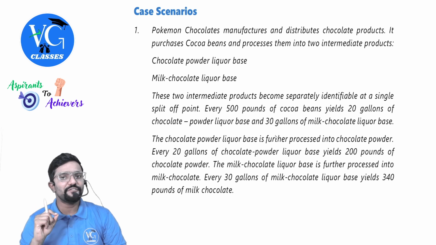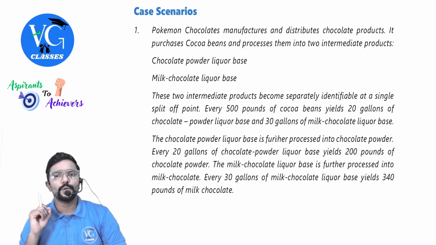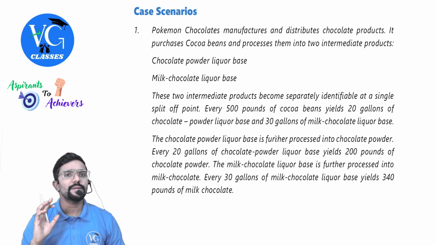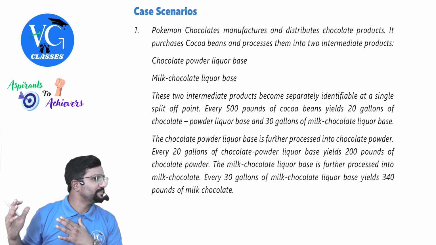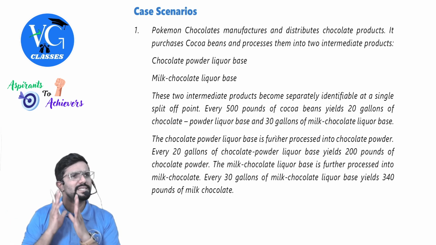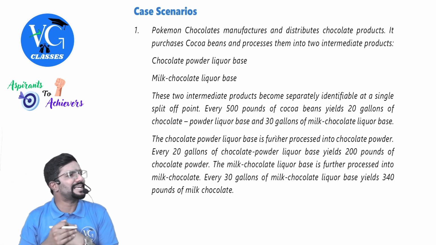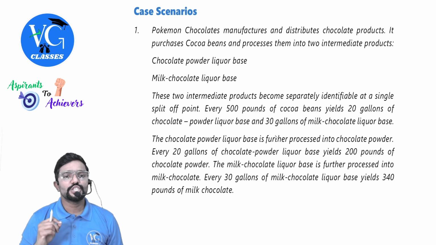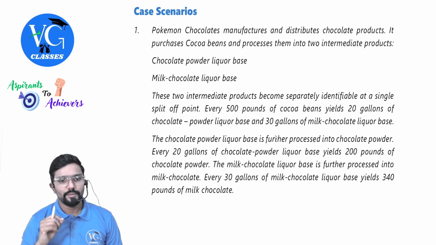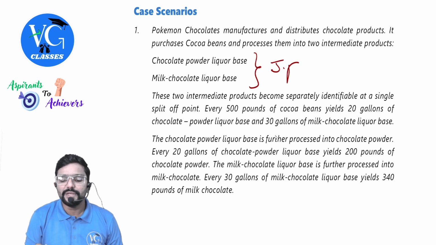Pokemon Chocolates manufactures and distributes chocolate products. It purchases cocoa beans, that is the raw material to manufacture chocolate, and processes them into two intermediate products. Intermediate means maybe not the complete output. That is at split off point, they are intermediate. If I further process and sell, I can call it finished. Chocolate powder liquor base, milk chocolate liquor base. So can I call them joint products, sir? Yes.